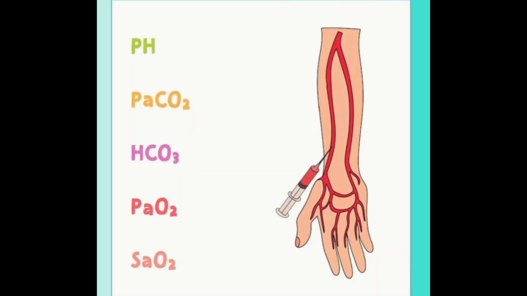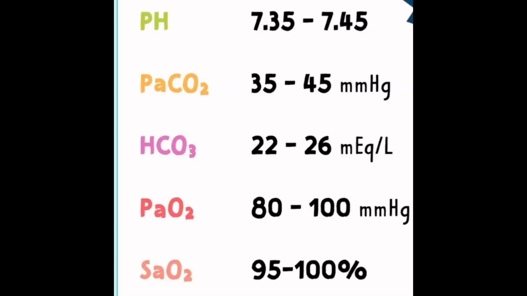In ABG, what are all the lab values we are monitoring? The ones are pH, PCO2, HCO₃, PaO2, and SaO2. So what are the normal values for those lab values? The pH is 7.35 to 7.45, PaCO2 is 35 to 45, HCO₃ is 22 to 26, PaO2 is 80 to 100, and saturation is 95 to 100.